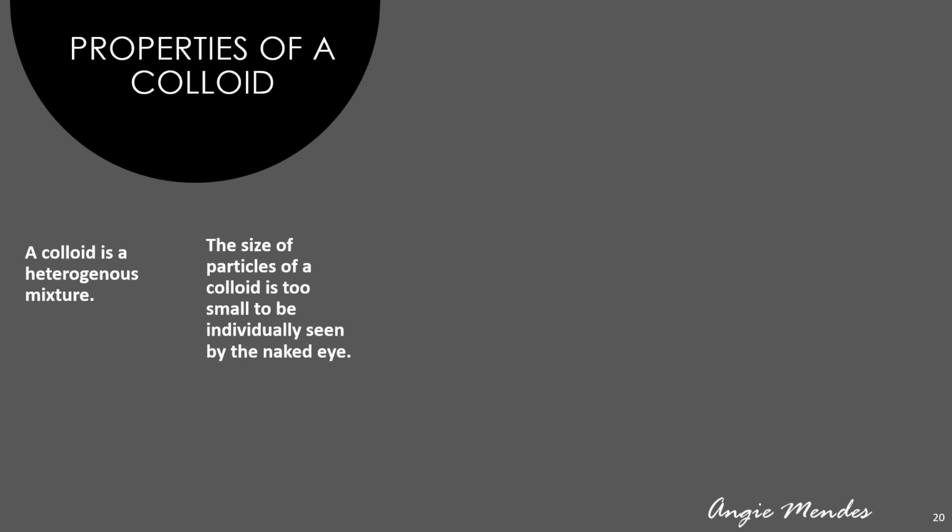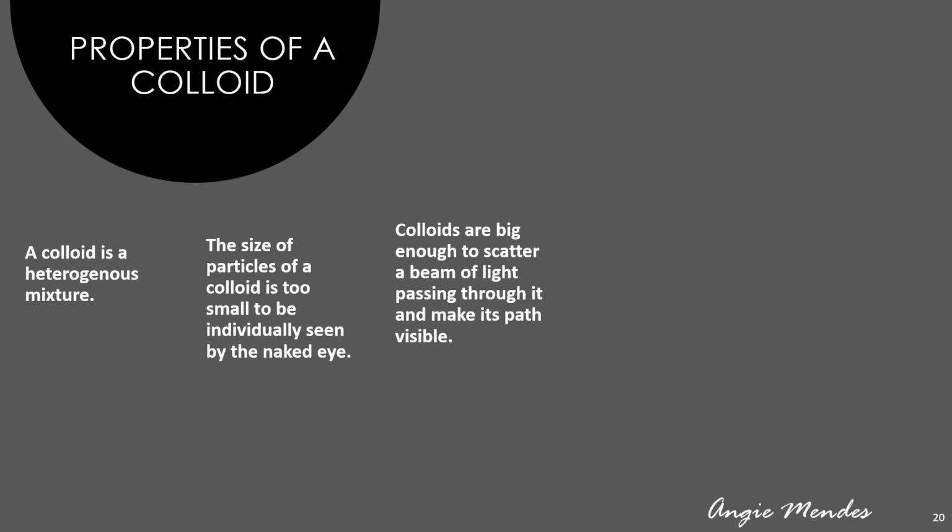A few properties of a colloid. A colloid is a heterogeneous mixture. The size of the particles of a colloid is too small to be individually seen by the naked eye. Colloids are big enough to scatter a beam of light passing through them and will make its path visible.